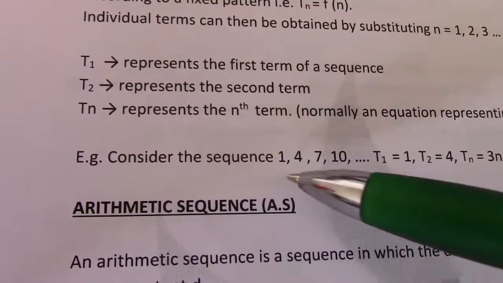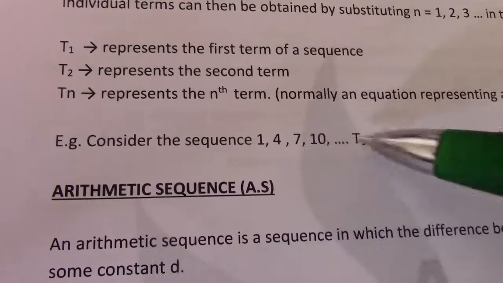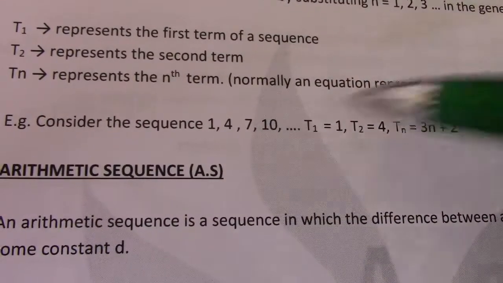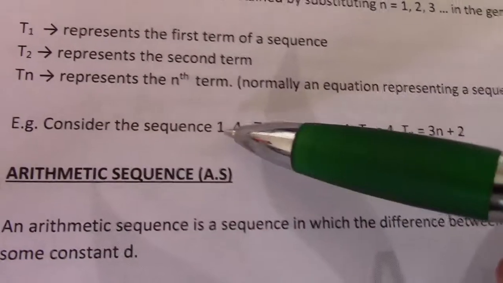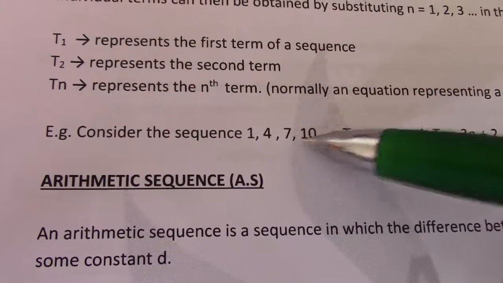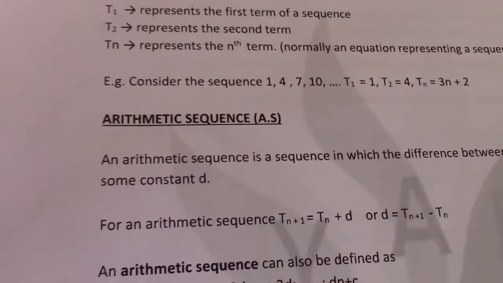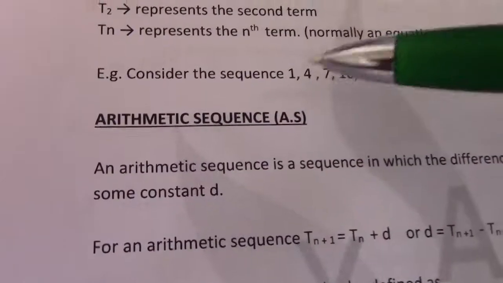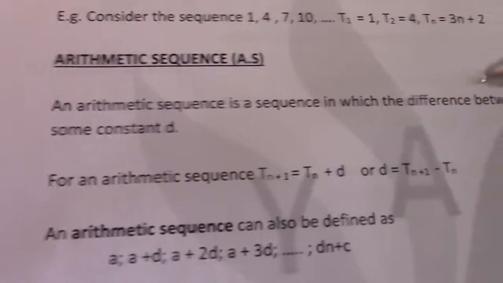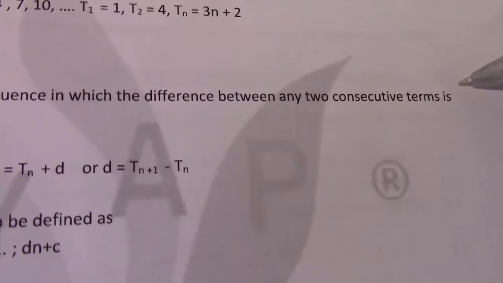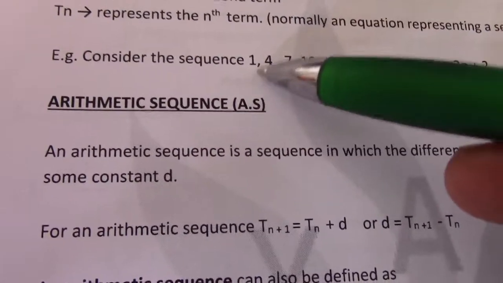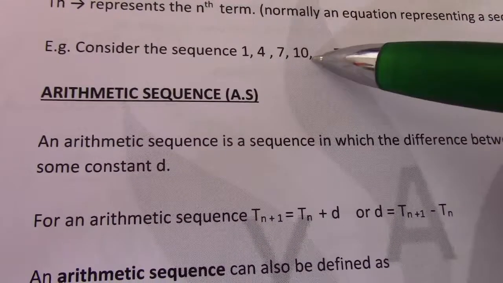Just as an example, if you consider a sequence 1, 4, 7, 10, term 1 is 1, term 2 is 4, and the formula that governs that is Tn = 3n minus 2. You should see there why we call it a sequence or pattern. 1 plus 3 is 4, 4 plus 3 is 7, 7 plus 3 gives me 10. Now here, an arithmetic sequence is one we will later on develop, and we will also look at geometric sequences. An arithmetic sequence is a sequence in which the difference between any two consecutive terms is some constant d. So you see there my constant d was 3. 1 plus 3, 4 plus 3, 7 plus 3.